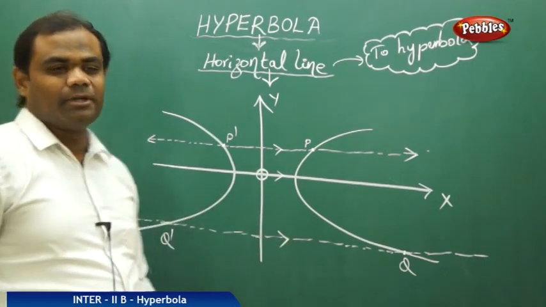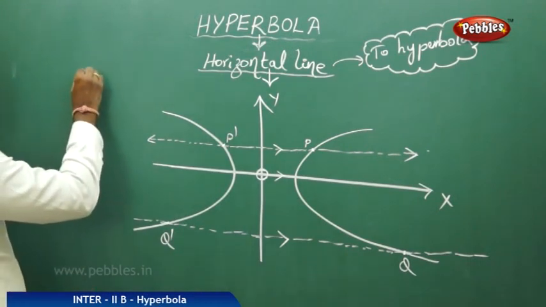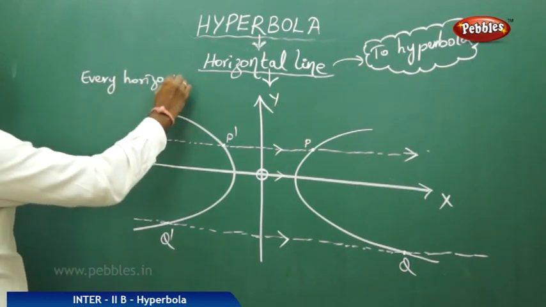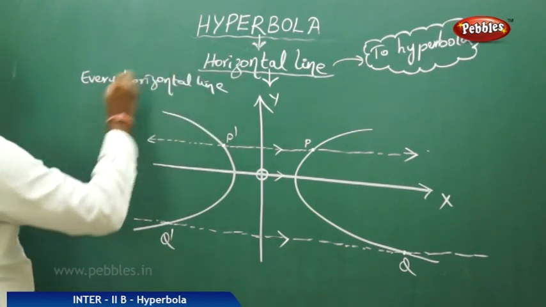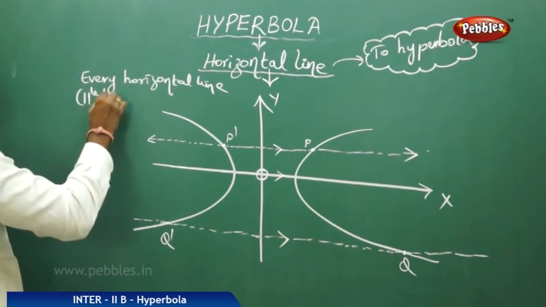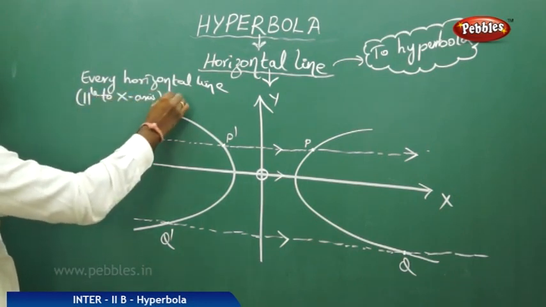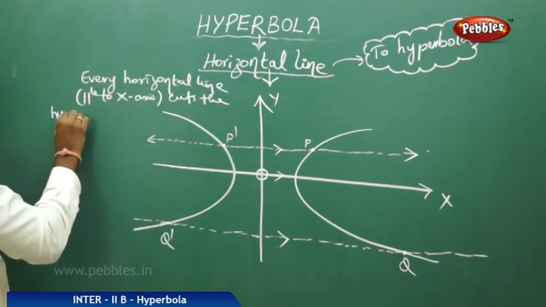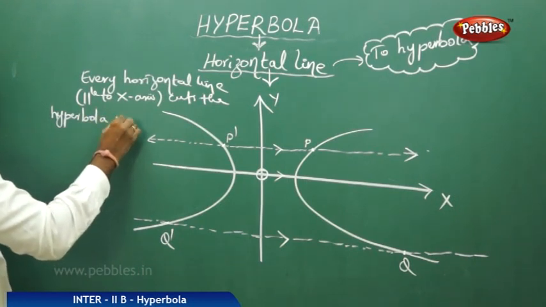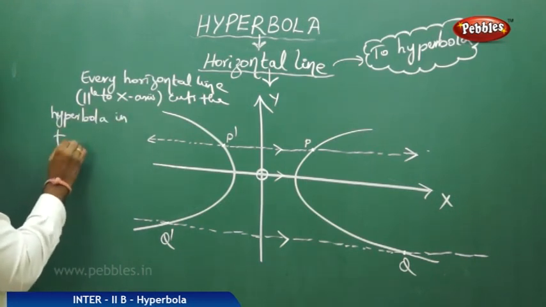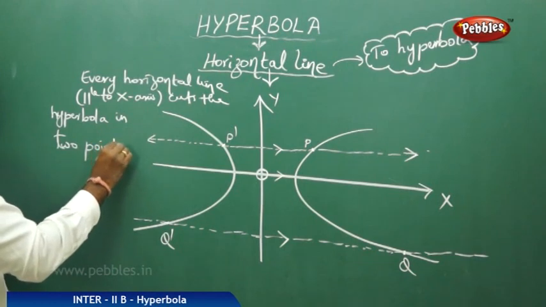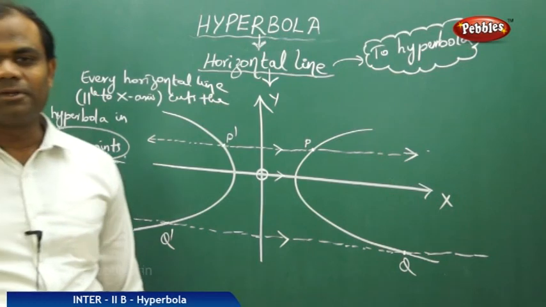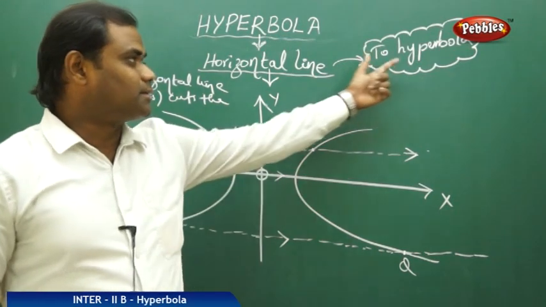So the learning outcome here is that every horizontal line parallel to the x-axis cuts the hyperbola in 2 points. That is how we identify the property of a horizontal line connected to the hyperbola.